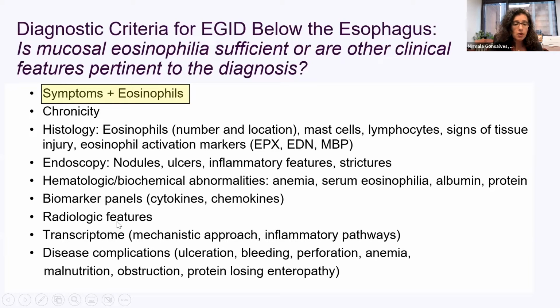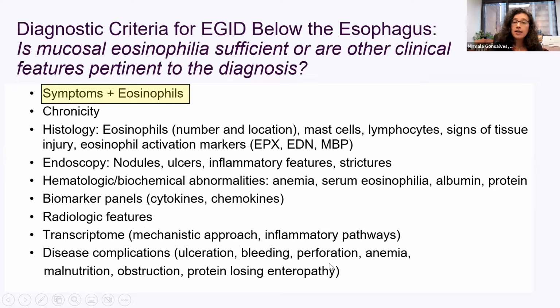Other features here, and I won't go into great detail, have been talked about in terms of being included in this diagnostic criteria. Certainly eosinophils will be important. Do other features in that tissue, such as mast cells and lymphocytes, play a role? Other signs of tissue injury like cryptitis, or inflammation of those crypts under the microscope, will that play a role? Endoscopic features can clue us into these disorders. Those lab abnormalities I mentioned earlier. Certainly radiologic features and genetic abnormalities can be included, and certainly disease complications like ulcerations and bleeding and perforation.